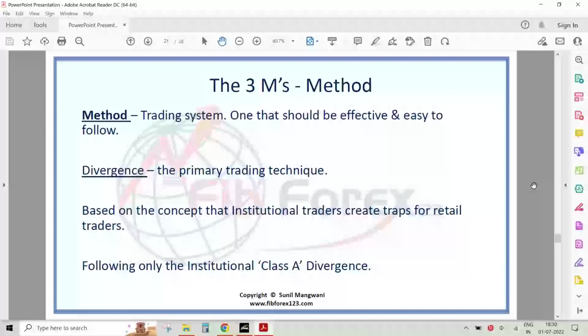And this is effective because it is based on the concept that the institutional traders create traps for retail traders, right? If somebody makes money, somebody loses money. So, how does an institutional trader who has the capacity to move price, who has the amount of money to move price, trap the retail traders? And this concept forms what we call divergence. In divergence there are different classes: class A, class B, class C. We trade only class A, which is one of the most effective, which is what the institutes tend to do, which is why it is effective.